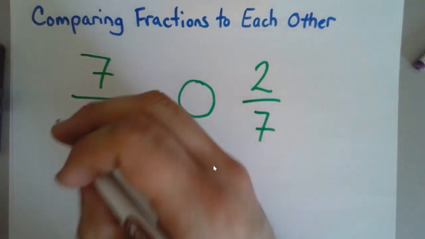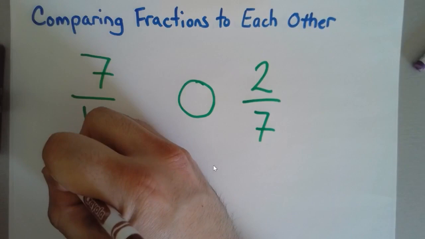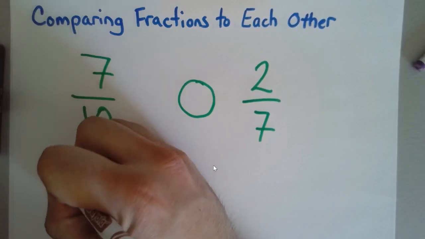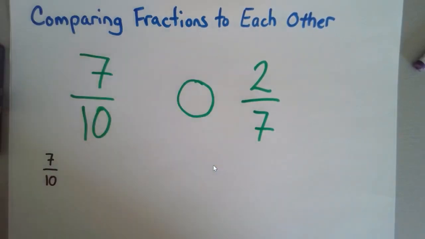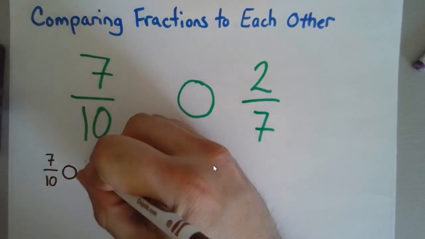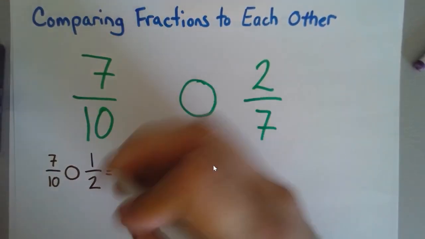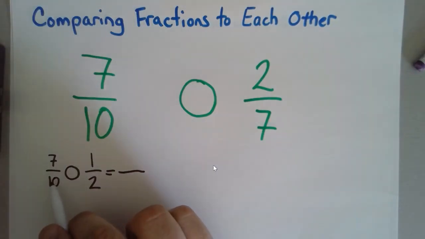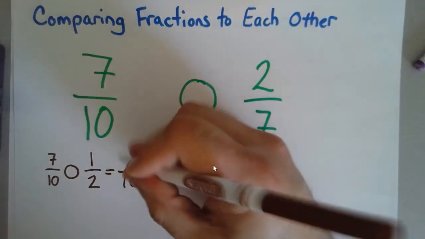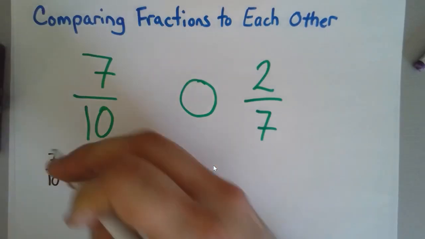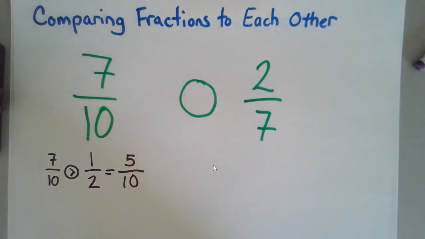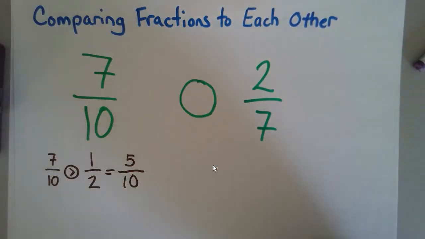All right, so 7/10. If I want to compare this to 1/2, 7/10, and I want to compare that to 1/2 here. I need a fraction that's equivalent to 1/2, but with a denominator of 10. I know that that's 5/10. 7/10 is greater than 5/10, so 7/10 is greater than 1/2.